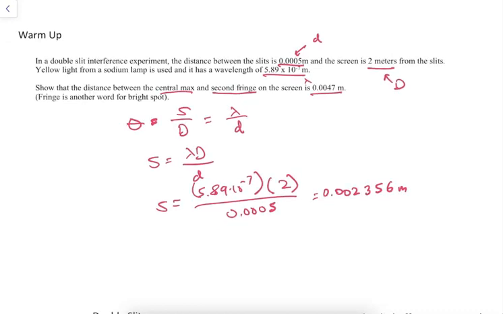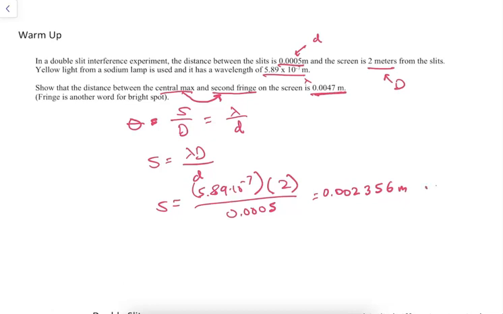Okay, I've used the equation theta is equal to s over capital D, which is equal to lambda over little d, which you can rearrange to find s is equal to lambda big D over little d. This helps us determine the distance between the central max and the first max, or the first fringe, which is 0.002356. Now that's not 0.0047 because it's asking for the central max to the second fringe, so that means that there is a path difference of two wavelengths.